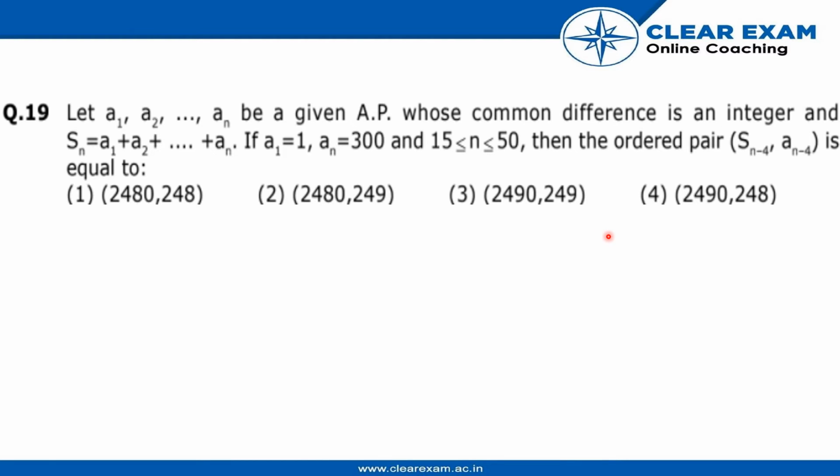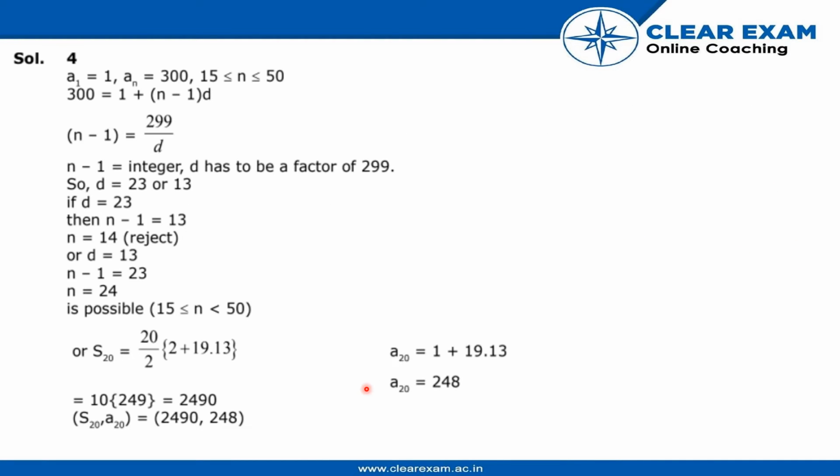So now let's move to the solution. So this is the solution. These values are given. A1 is equal to 1, An is equal to 300 and the value of n should be between 15 and 50.